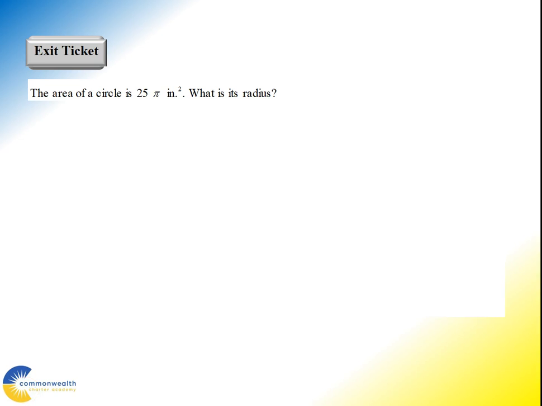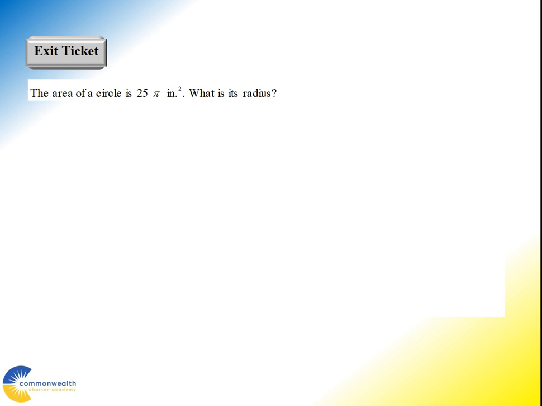And now here are the solutions to these exit ticket problems. So the first question, they do give you the area of a circle as being 25 pi square inches, and they want to know what the radius is. And since they are giving you units here for the area, you need to make sure that you are giving units for the radius as well.